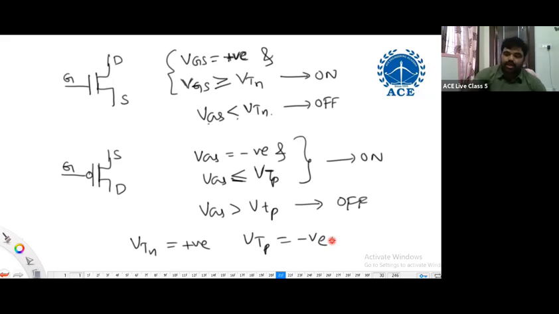Between gate and source terminal, we are applying the potential. That potential, if it is positive, more positive than VTN, then it is on. And if VGS is negative, more negative than VTP, then the P-channel MOSFET is on.